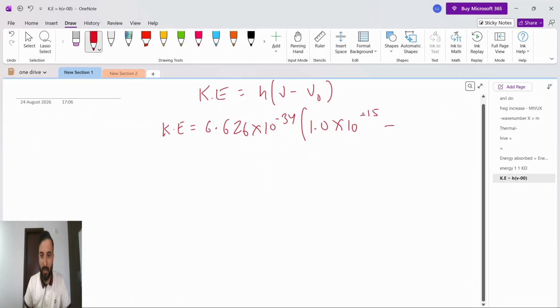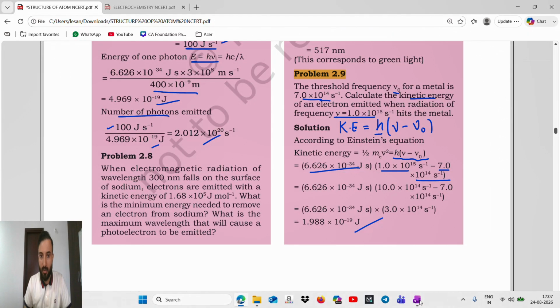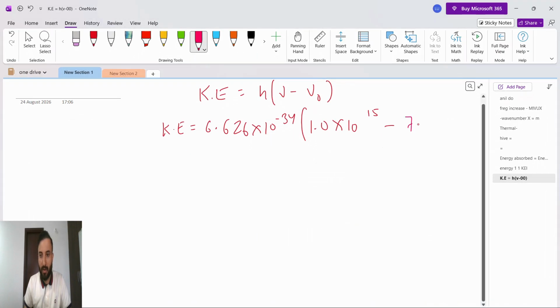I know the power is not minus, it is plus. Sorry, guys. How much was it? 7.0 into 10 to the power of 14.